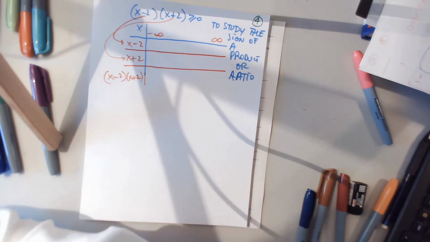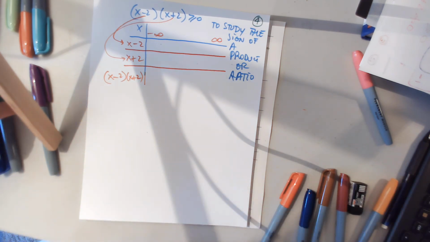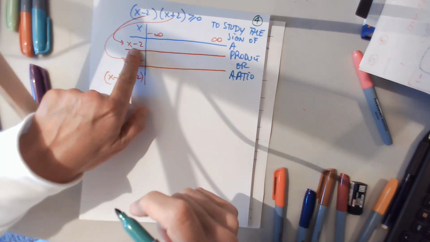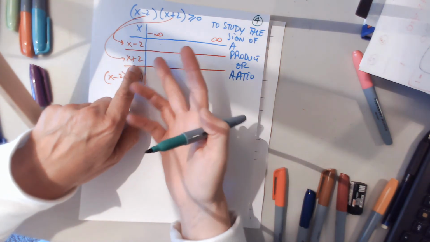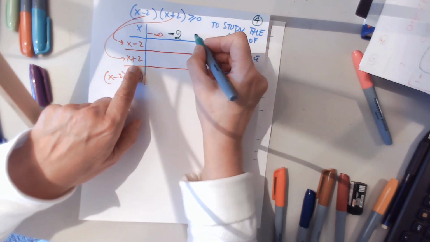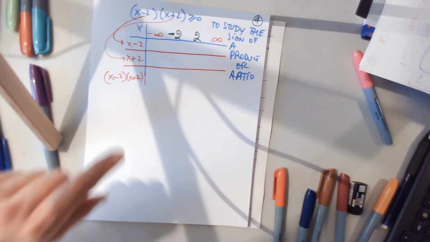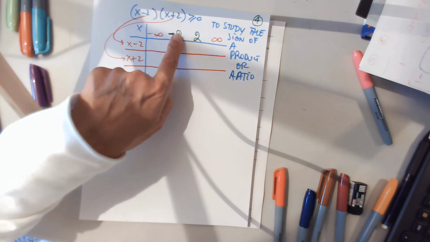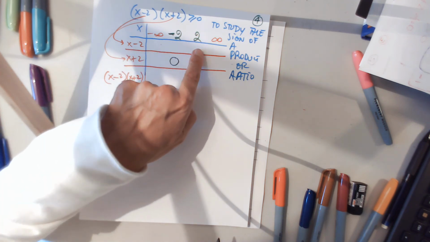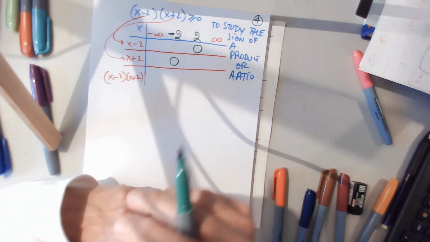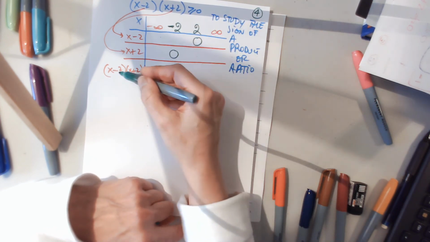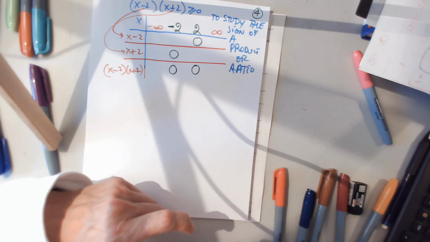Okay, so I need to find where each factor is 0. Well, that's very clear. This will be 0 for 2. This will be 0 for -2. I have to put them in ascending order. -2 is first and 2 follows. -2 is for x plus 2, where it's 0. X minus 2 under 2 will be 0. And of course, if either one is 0, the product will be 0.